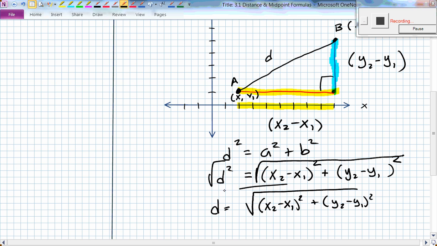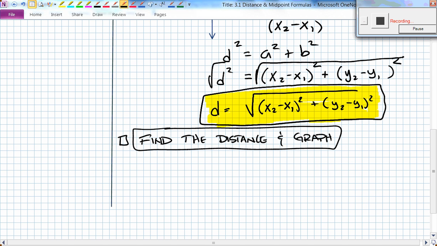And this is the distance formula. And you know what, you guys? You basically just did a proof. Oh, snap. I tricked you into doing a proof. Okay, so we have just derived the distance formula. We have the distance is the square root of x2 minus x1 squared plus y2 minus y1 squared.